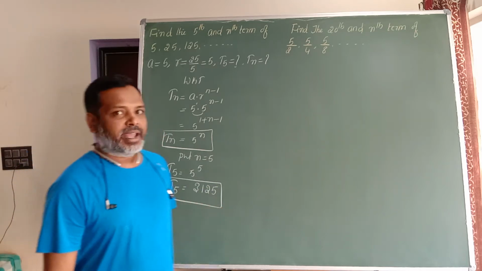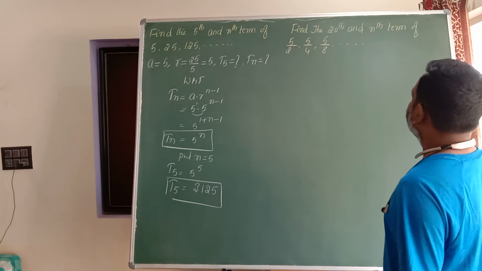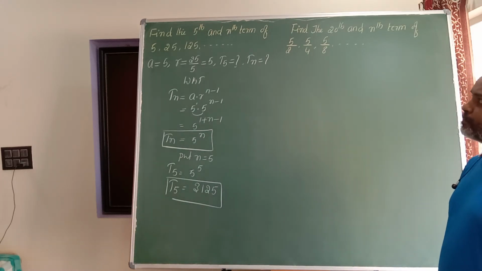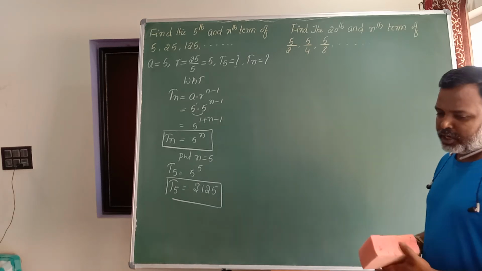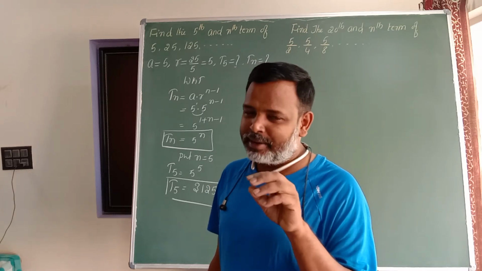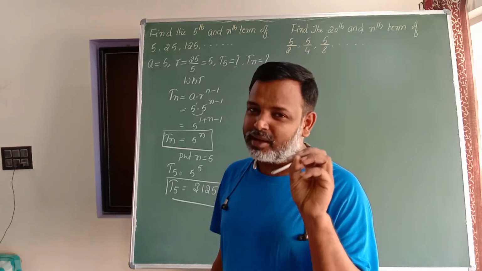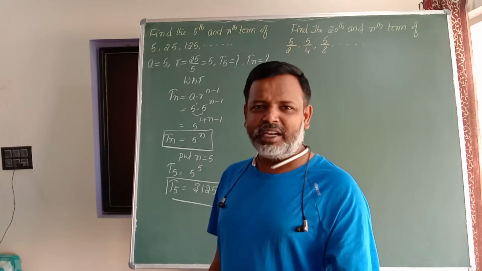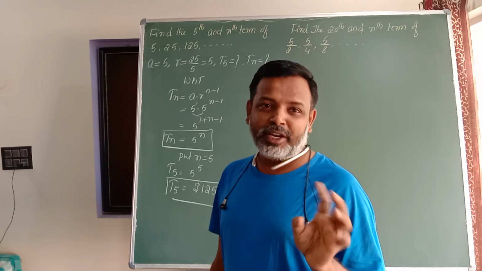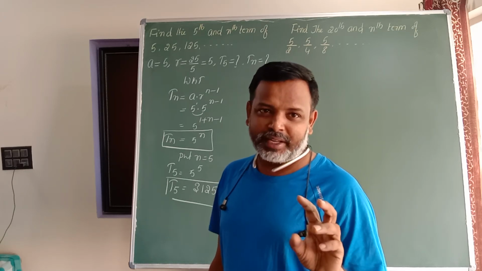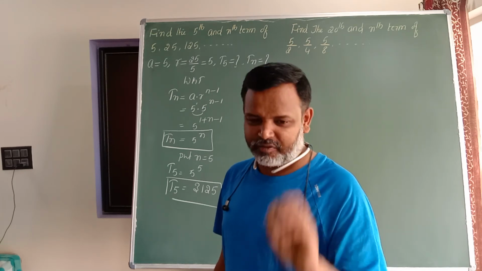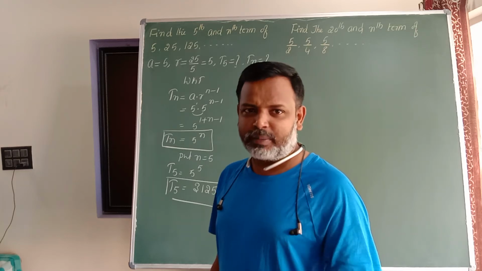Okay, dear student, again find the 20th and nth term of 5 by 2, 5 by 4, 5 by 8, and so on. I will say one clue here. When the terms of a sequence are the multiples of the same quantity, definitely it belongs to a geometric progression. When there is no common multiple here, it may become an arithmetic progression or may not. But when it is a multiple of the same quantity, definitely it becomes a geometric progression.